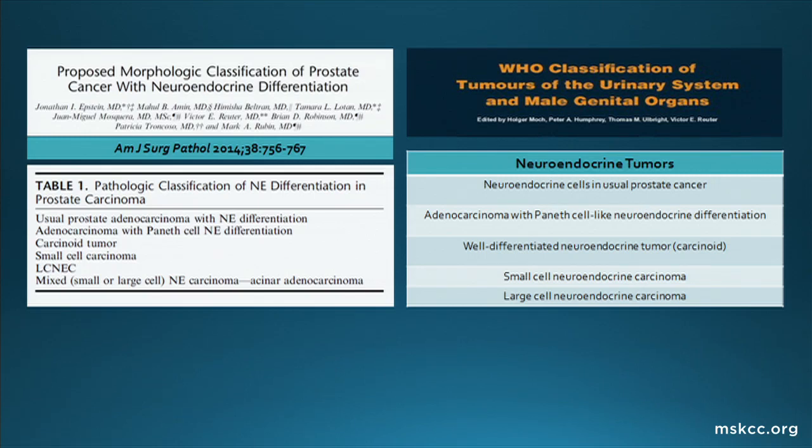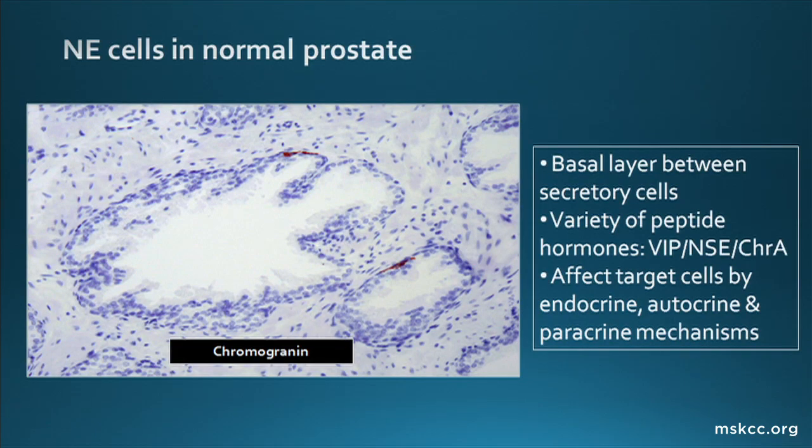The other one is the WHO 2016 GU tumor classification. These are essentially similar, except that the mixed category on the left is subsumed in both the small cell and the large cell on the right. But importantly, neither of these, and it's acknowledged in the paper, take into account a subset of these cases. And we'll get a little more into that as we go.